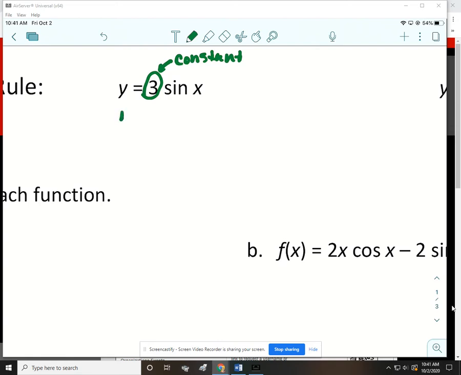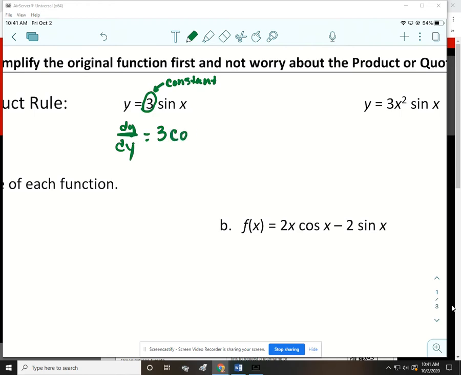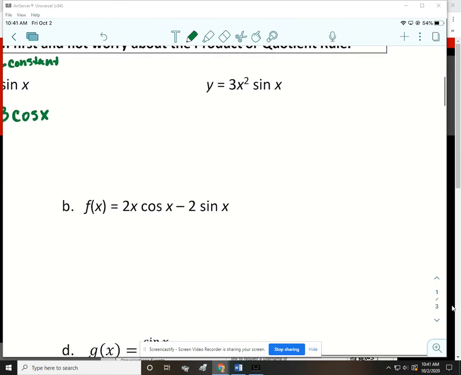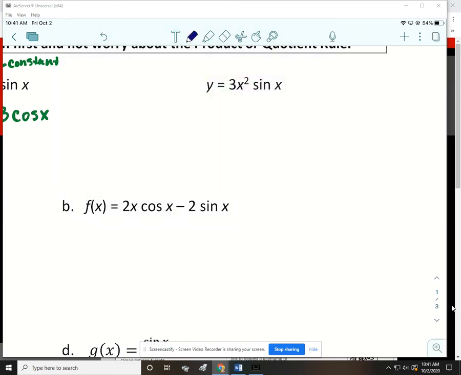So if we want to find the derivative of y, it is going to be 3 times the derivative of sine of x, and the derivative of sine of x is cosine of x. All right, this other one, on the other hand, is the product of two functions, and both of those have a variable. So we are going to use the product rule to figure this one out.